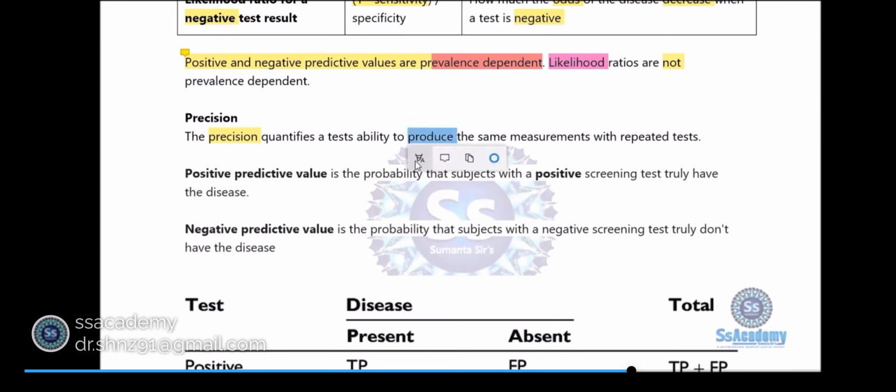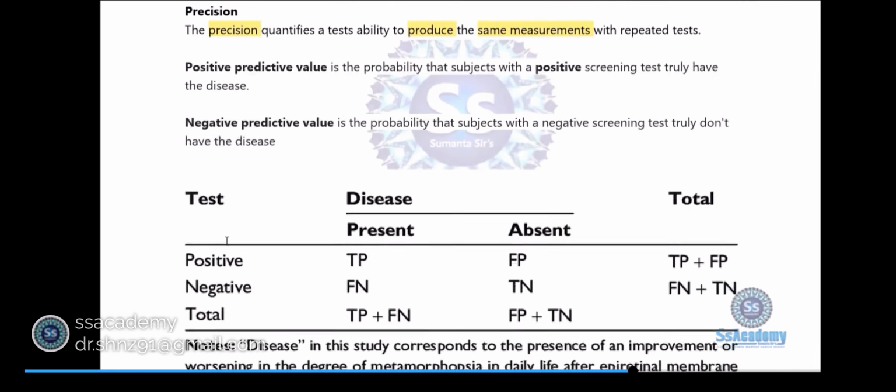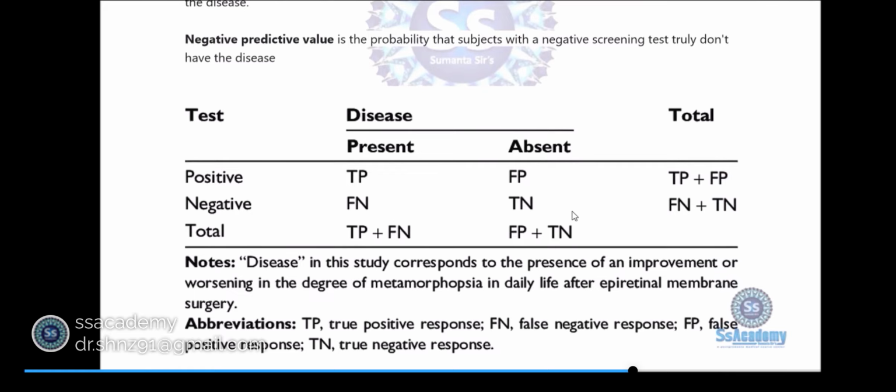So precision, they produce the same measurements. Positive predictive value is the probability that the subjects with a positive screening test truly have the disease. Negative predictive value is the probability that the subjects with a negative screening test truly don't have the disease. So this is the contingency table.